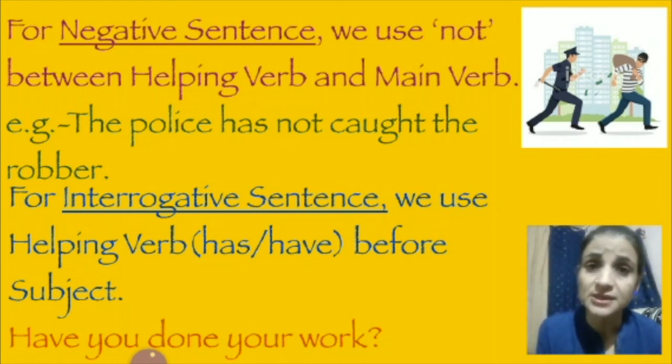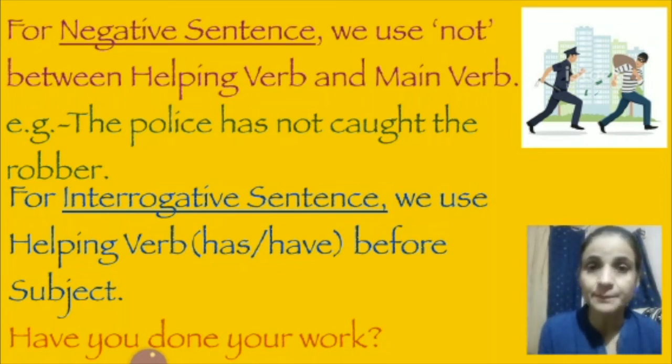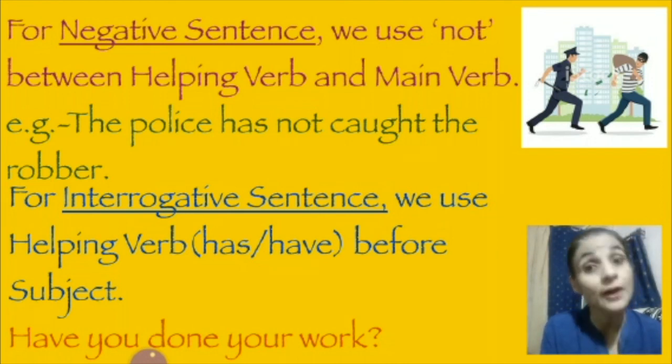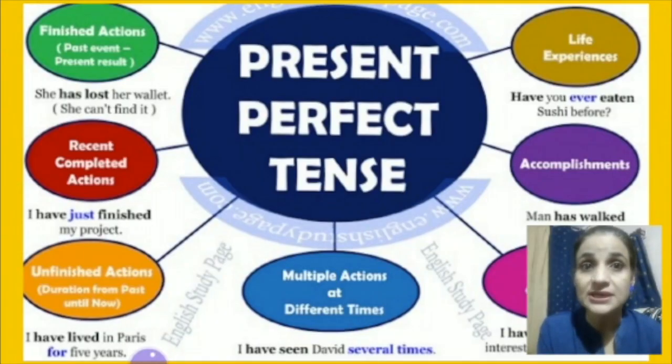And how to make the interrogative sentence? Simple. Use the helping verb before the subject. For example, have you done your work? Have you finished your lunch? Has your mother baked a cake for you? So, with a singular subject, you will use has before the subject, and with a plural subject, you will use have before the subject, and at the end, you will use a question mark. So, I hope you have got an idea how to use tenses.